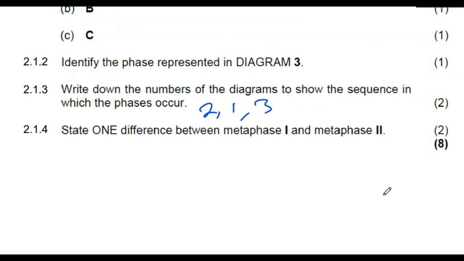Then one difference between metaphase 1 and metaphase 2. In metaphase 1, the chromosomes are aligned along the equator in homologous pairs, while in metaphase 2, chromosomes are aligned along the equator singly. It is the individual chromosomes that align along the equator.